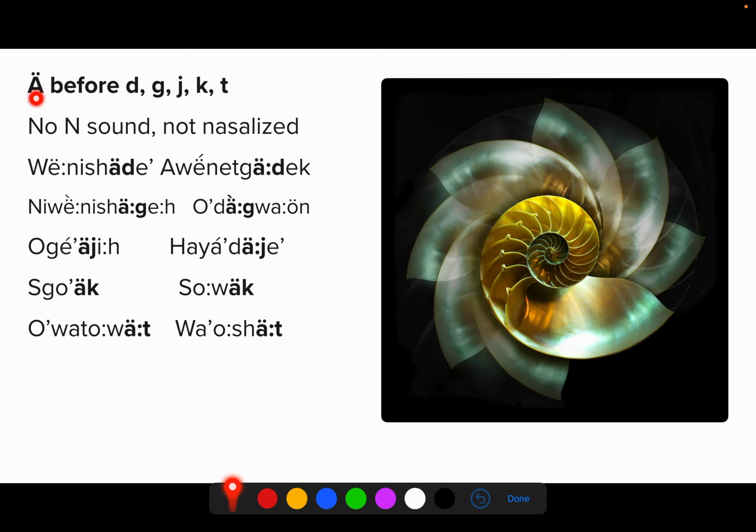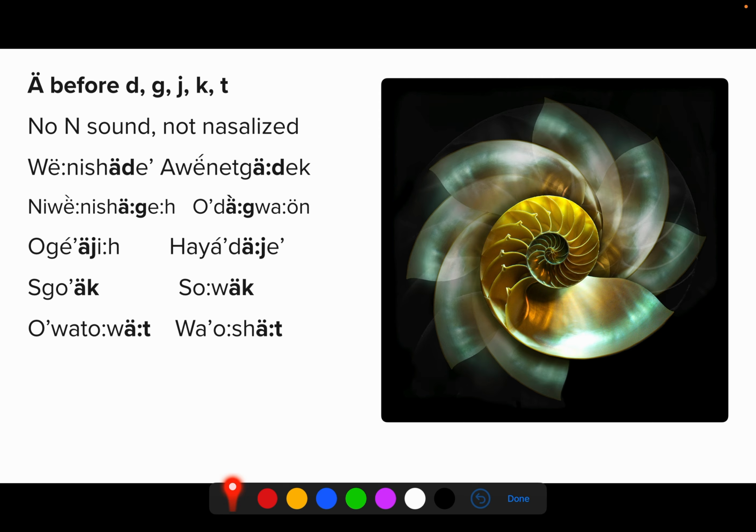And then here we have the A with the two dots, or flat A. Normally when the nasal vowels are before these consonants, this is where you get the letter N sound, but there is no N sound because it's not nasalized. So before a D: wanis headache, a particular day. Awenit gadik, gad, right? So not gand. It was enjoyable, it was fun.